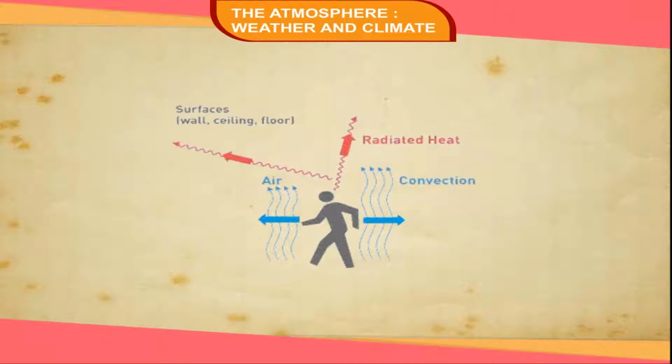Convection. When the air gets heated and becomes lighter, it starts to rise. This process of transfer of heat is called convection. The rising air currents are called convection currents, and as they rise, they keep transferring heat from the lower layers of the air to the higher layers.